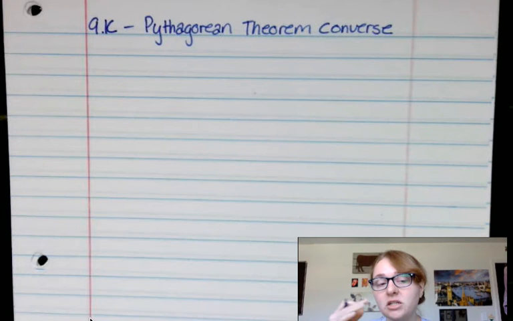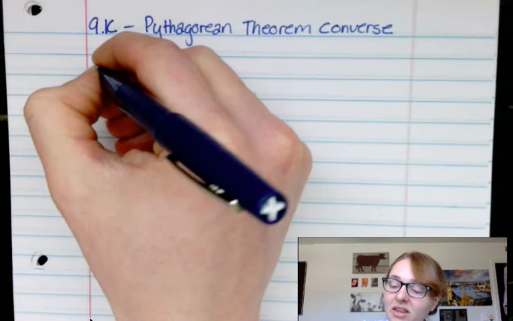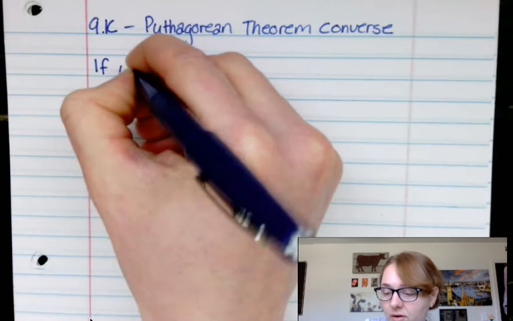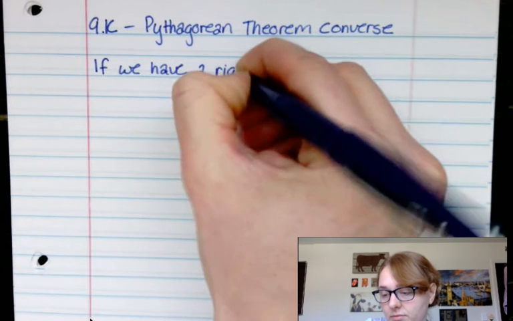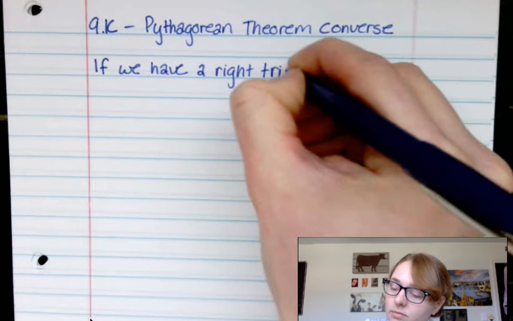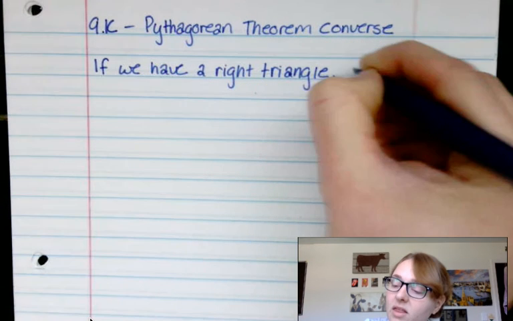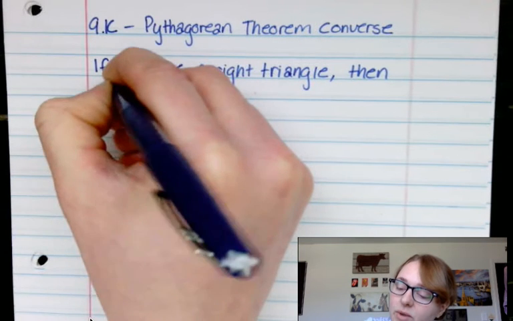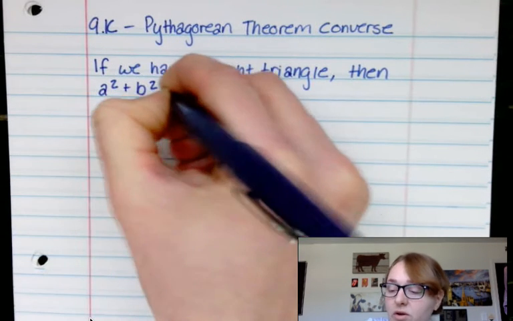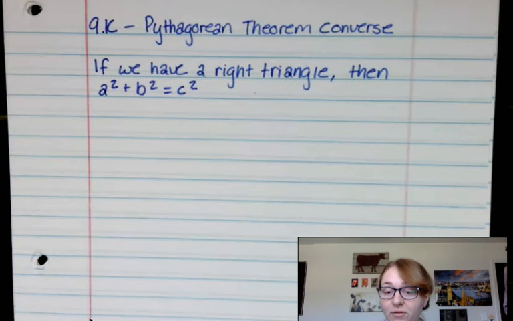Okay, so yesterday we talked about the Pythagorean theorem, and the Pythagorean theorem said that if we have a right triangle, then a squared plus b squared is equal to c squared. So if we have a right triangle, then the sum of our squared legs is equal to the square of the hypotenuse.